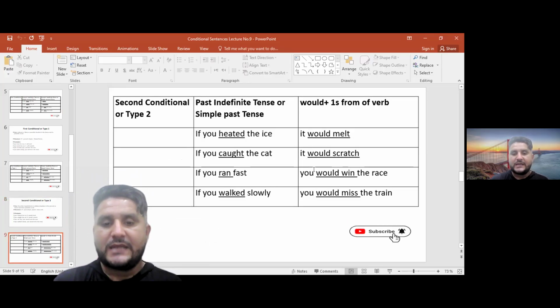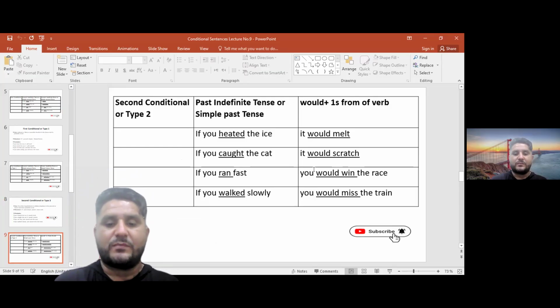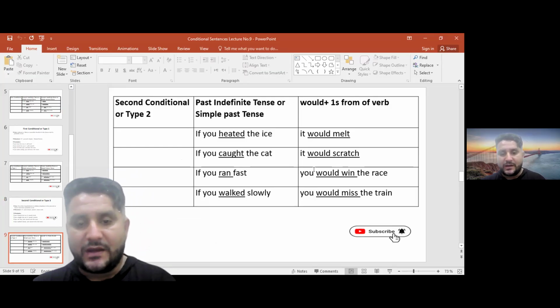Let's move to analysis. Second conditional, or type 2. The if clause is in the past indefinite tense, or simple past tense, and the main clause is in would plus first form of verb. The underlined verbs highlight this phenomenon.